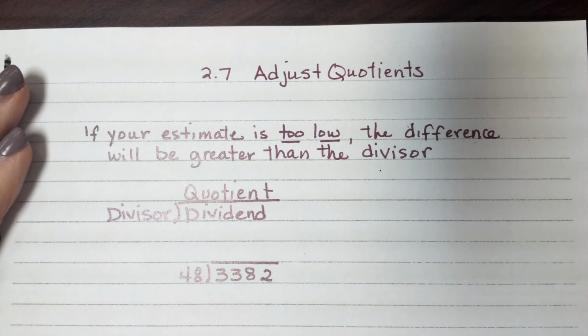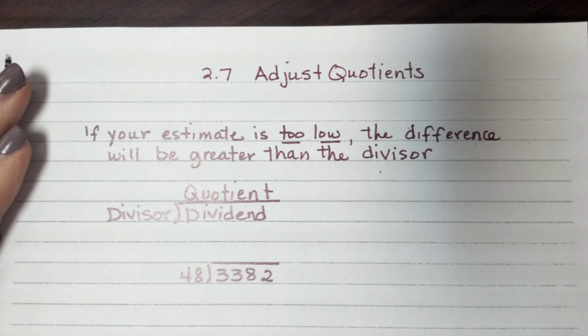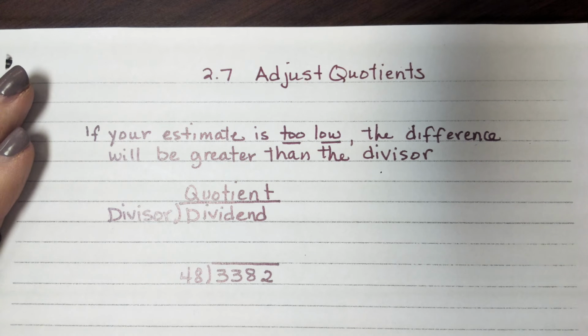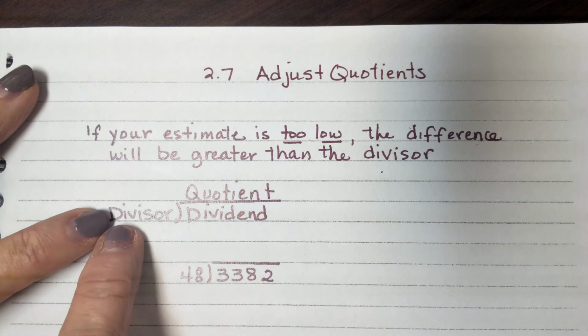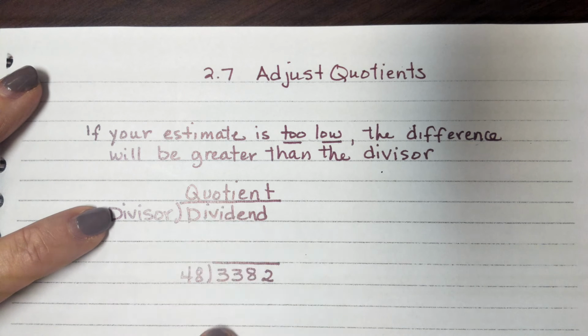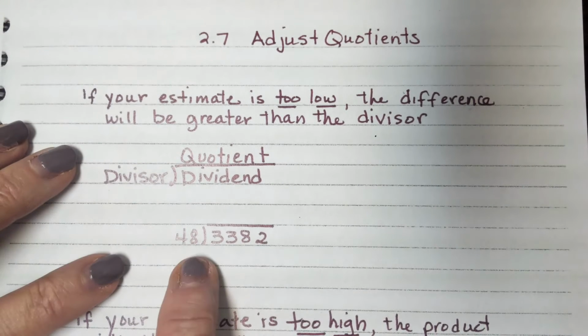If this will get focused in, we'll get started today. We're continuing our series on division. We have learned how to estimate. We have placed the first digit. Now we are going to estimate our quotients. And if your estimate is too high, the difference will be greater than the divisor. So we're going to be looking at this today. Here's my problem that I'm looking at.